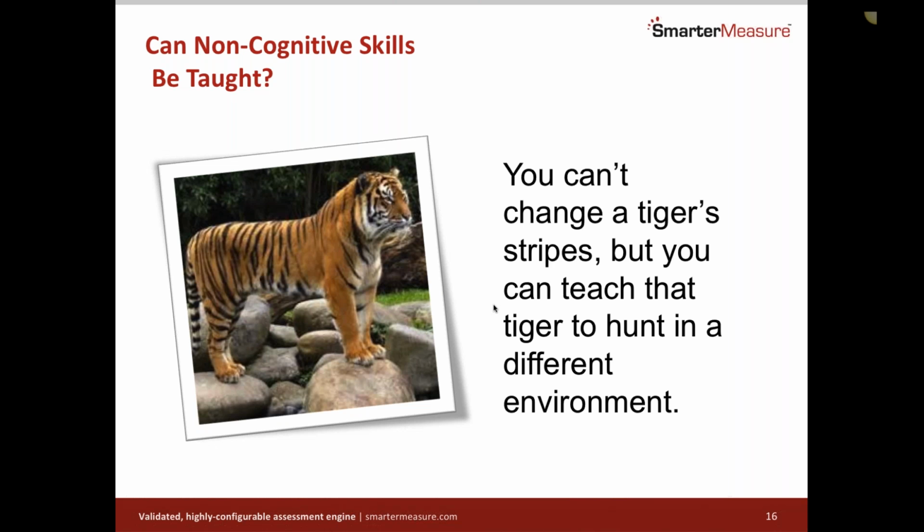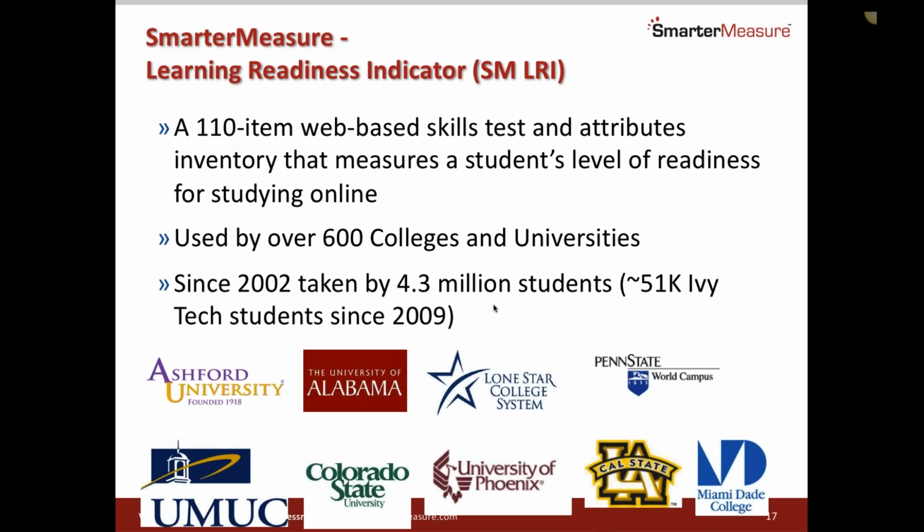You may not be able to change those stripes overnight, but you can teach that tiger to hunt in a different environment through self-awareness and some strategies and just maybe some tutoring if it's related to their technology or their reading skills. There's ways to step in and help that student through self-awareness to get the support they need related to those non-cognitive skills so that they can be successful.